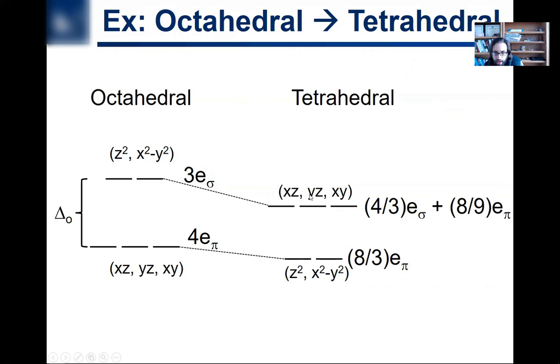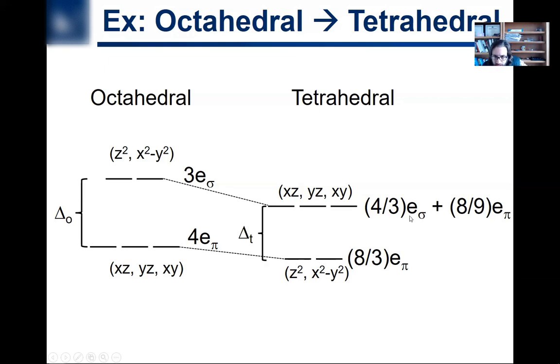And remember, the XZ, YZ, and XY, those are the T2s in tetrahedral Td symmetry, are higher in energy now than the E's are. Okay, there's this flipping that occurred. And very interestingly, we can actually show this relationship that I showed you before, that delta O equals 4/9 of delta T. Okay, this is defined as delta T, of course.